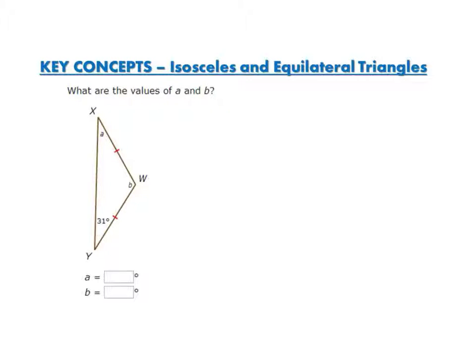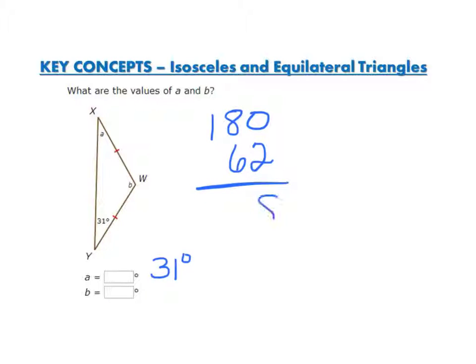This question asks what the values of A and B are. A is this angle and B is this angle. Well, hopefully you know that if sides are congruent, their opposite angles are also congruent, which means that angle A is also 31 degrees. To find angle B, we add the 31 plus 31, which is 62, and subtract it from 180. And I get 118 degrees. So the measurement of angle B is 118 degrees.